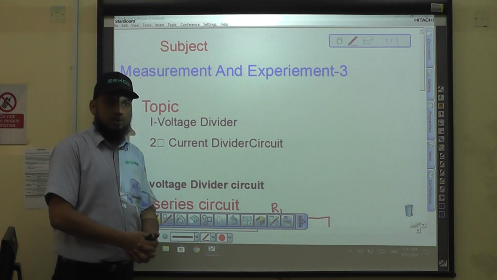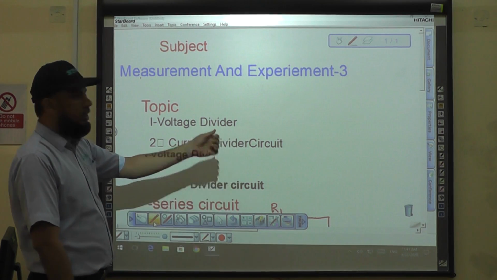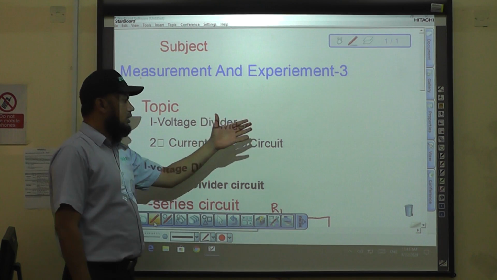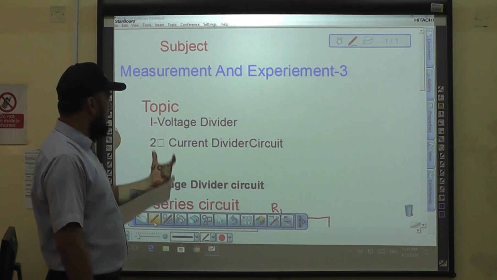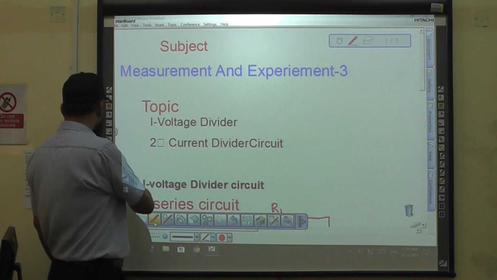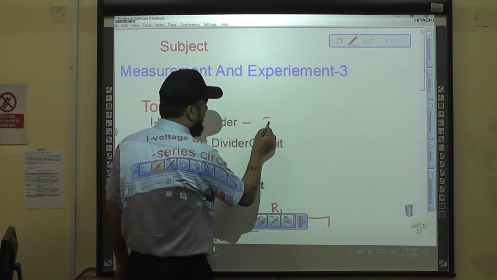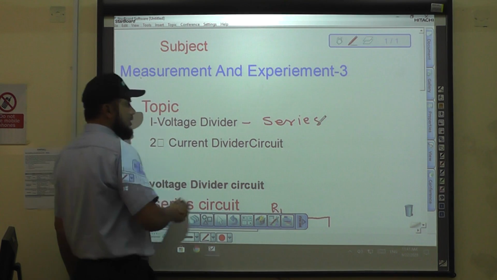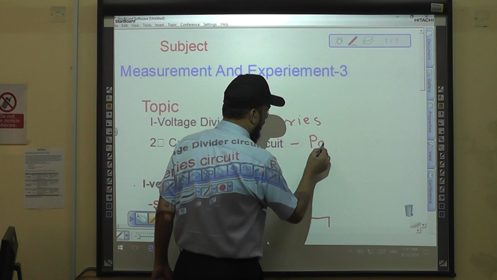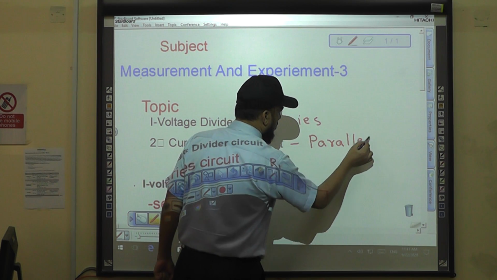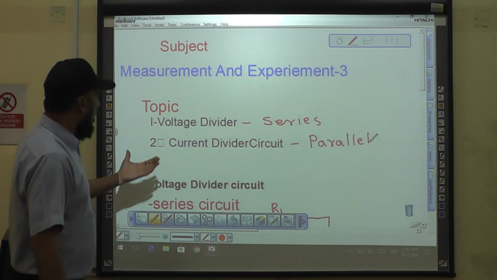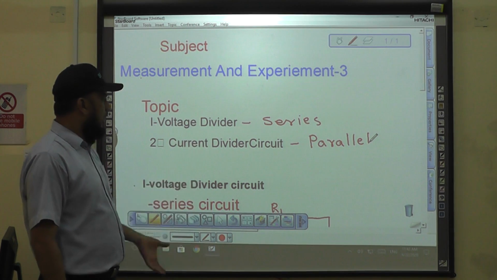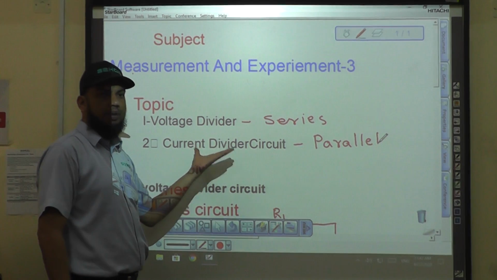We will continue our online classes on the subject Measurement, experiment 3. In this subject we will learn about the voltage divider circuit and the current divider circuit. The voltage divider circuit is also called a series circuit, and the current divider circuit is also called a parallel circuit. We will learn one by one how to calculate the different electrical parameters of the voltage divider circuit and the current divider circuit, which is also called a branch circuit.